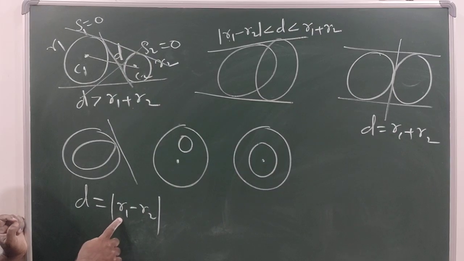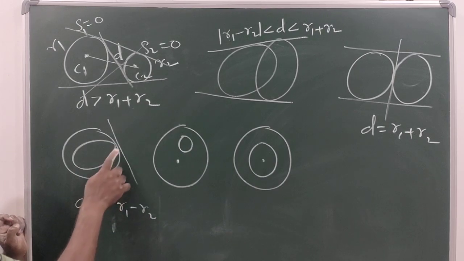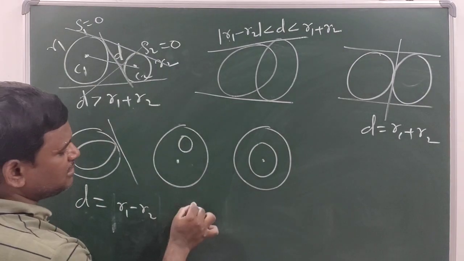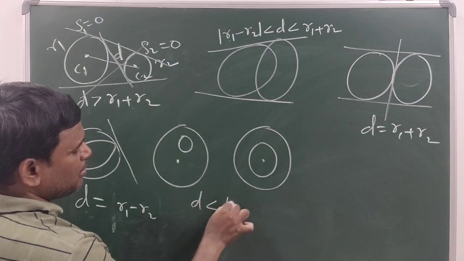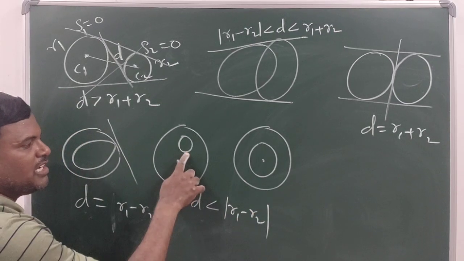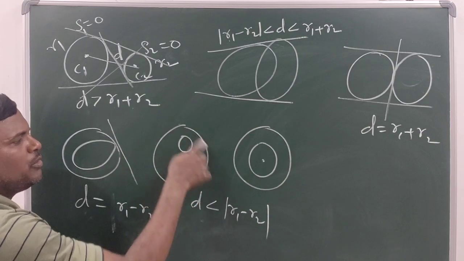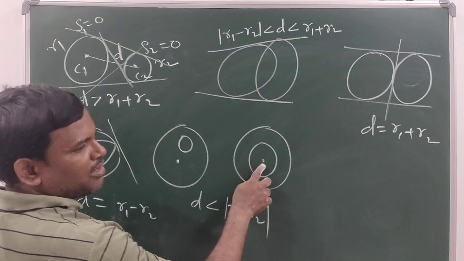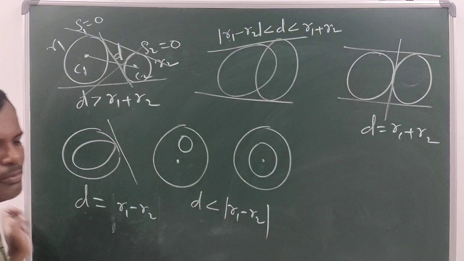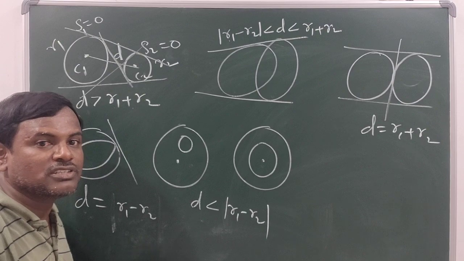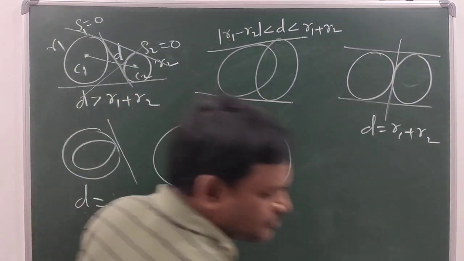In this case, D is equal to mod of R1 minus R2. Let us take the big radius as R1 and the small radius as R2. If you find this relation, only one common tangent is possible, that is the direct common tangent. In this case, D is smaller than mod of R1 minus R2. If you find this relation, one circle is completely lying in the other, so you cannot find common tangents. For concentric circles also, common tangents are not possible. So this concept is called relative positions of circles.